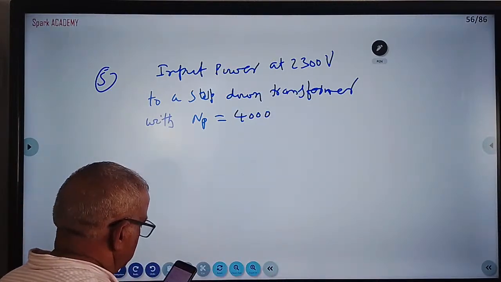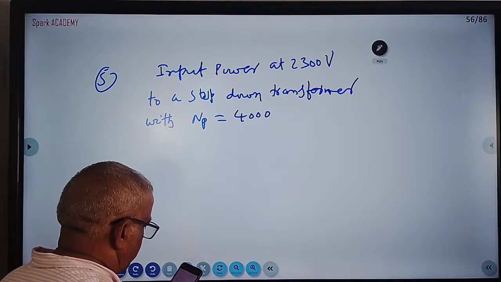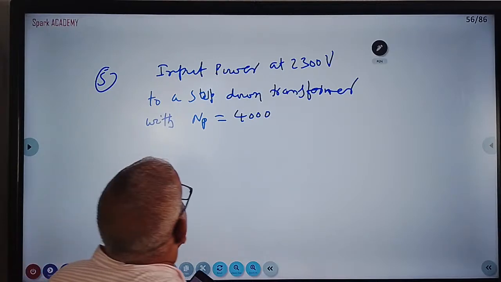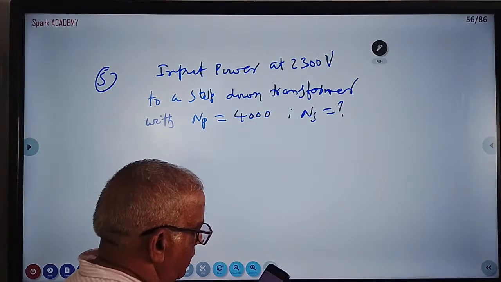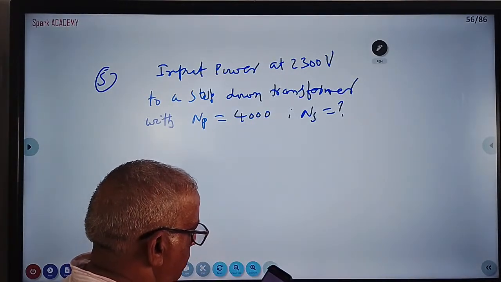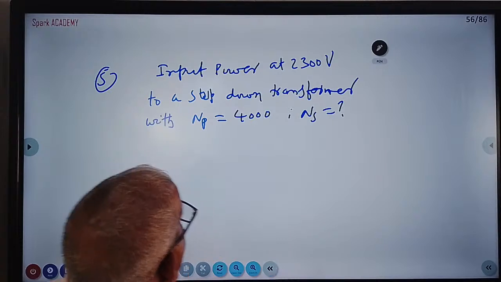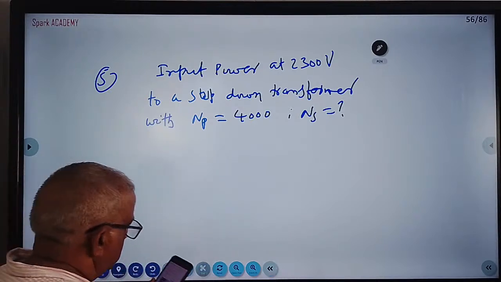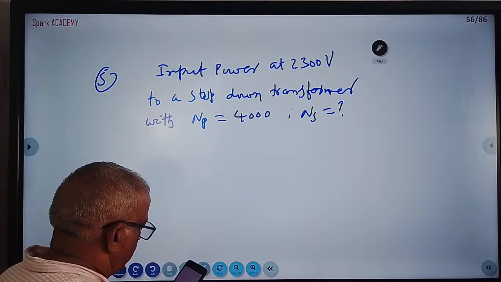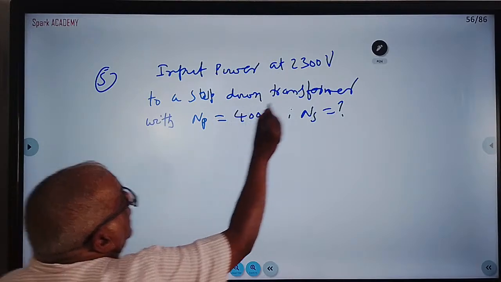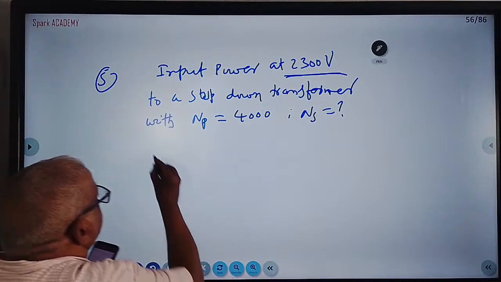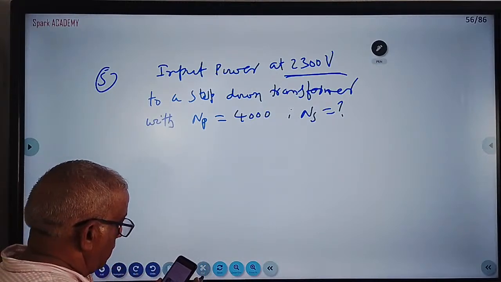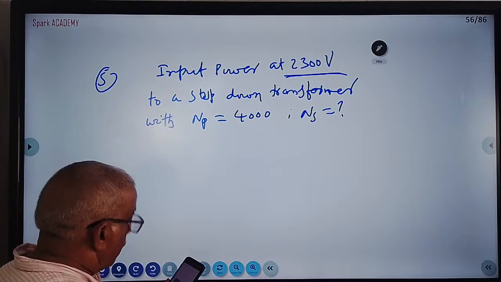What should be the number of turns in the secondary to get output power at 230 volts? Input power at 2300 volts is given. Input power means primary power. He is asking the number of turns needed to get the output power.